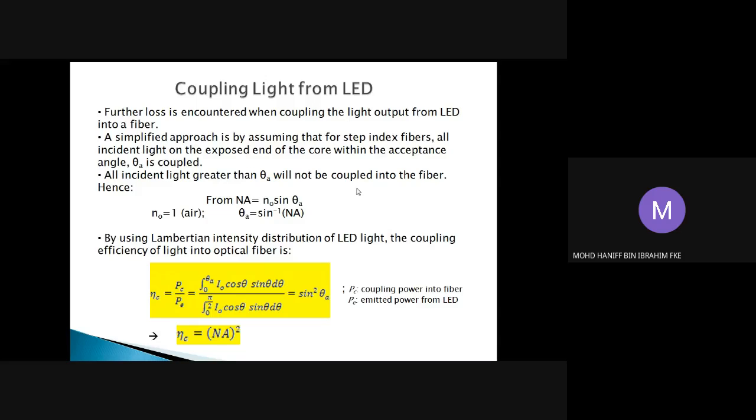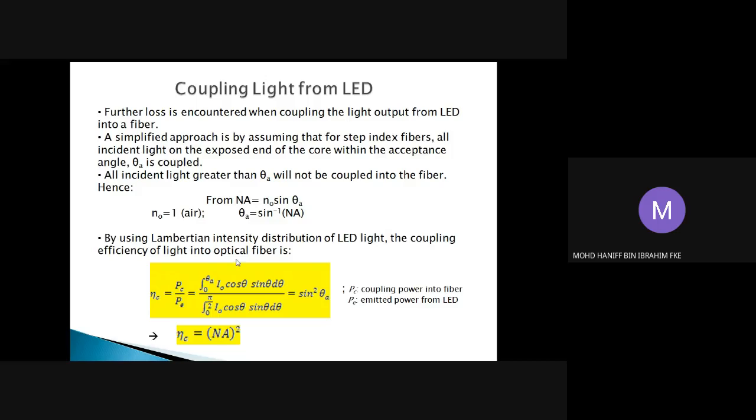So this is a known equation from chapter 2. We have learned that numerical aperture is equal to n naught sine theta A. N naught is the medium of air, if we consider that the coupling is applied in the air environment. So for that, n naught is 1. And theta A is the acceptance angle, so we can write theta A as equal to arc sine of the numerical aperture. This is the equation that relates the acceptance angle and the numerical aperture.